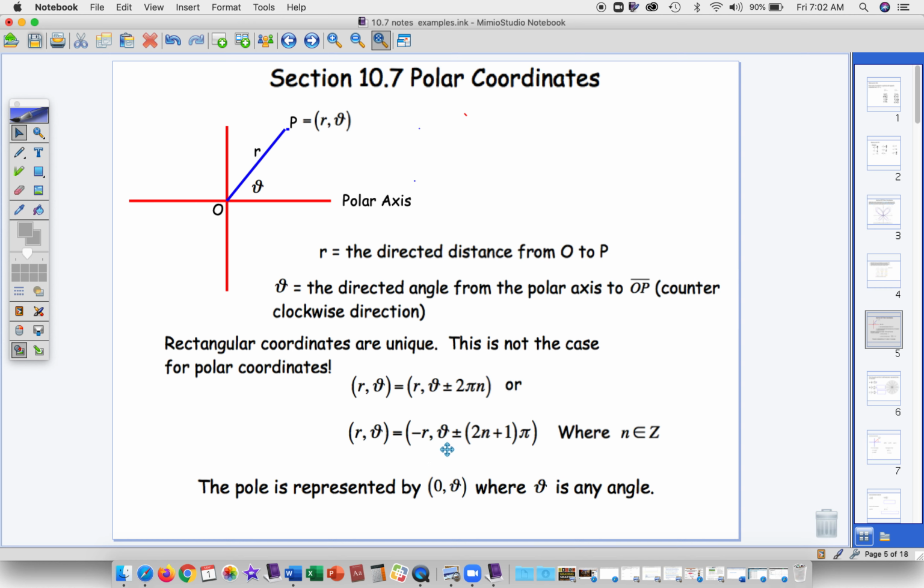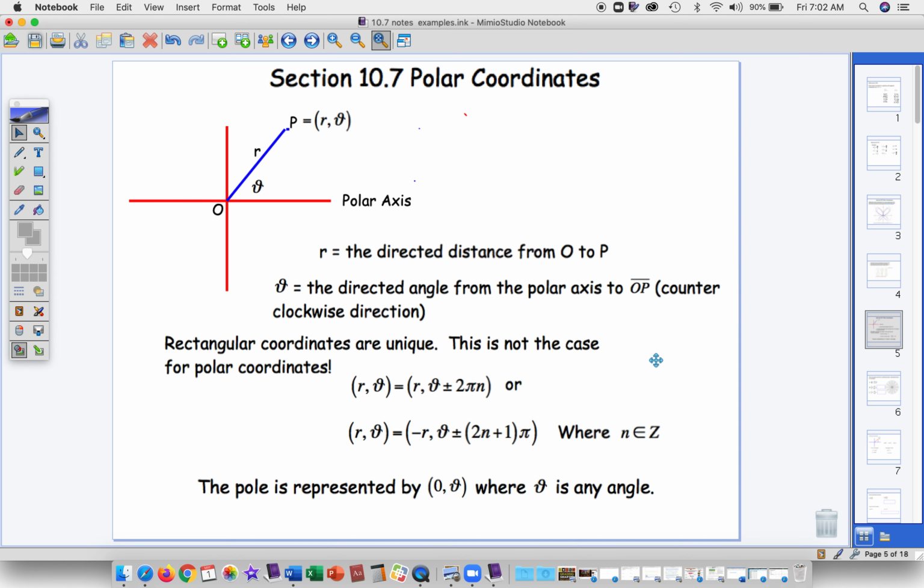In that case, theta would be plus or minus. This is the form for an odd number, right? 2n plus 1. So theta plus or minus an odd multiple of pi would be used. And this is, of course, when n is an element of Z. Remember, Z is the set of integers.